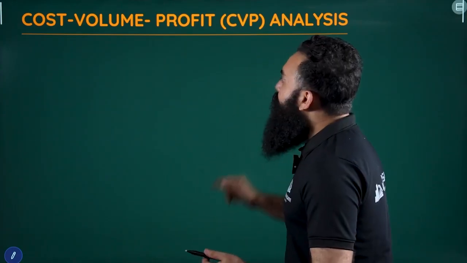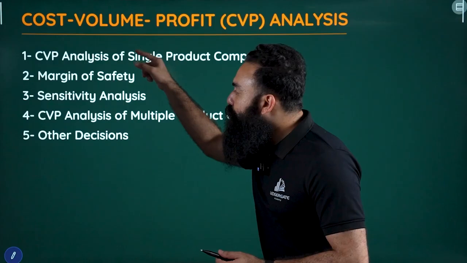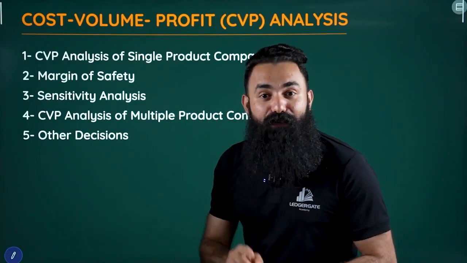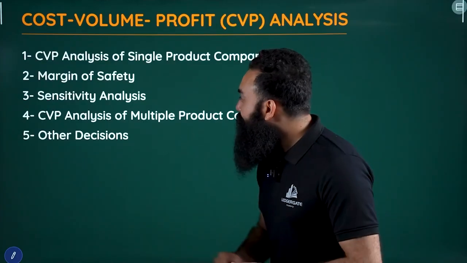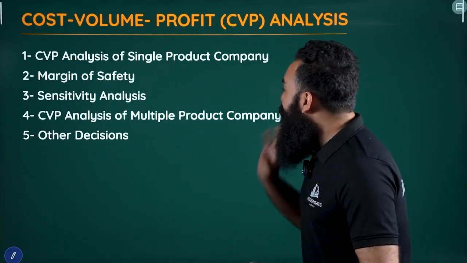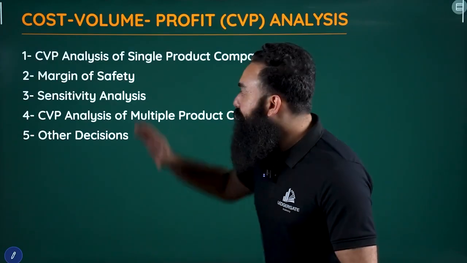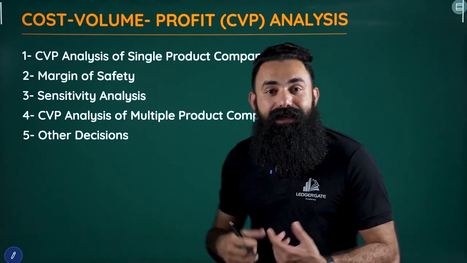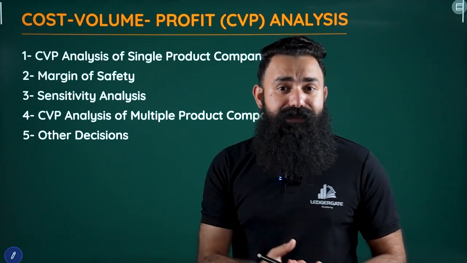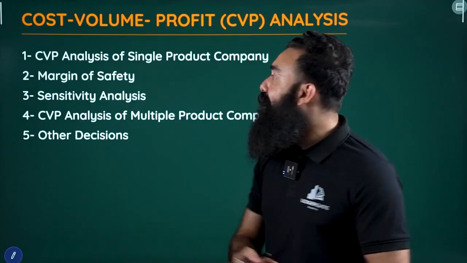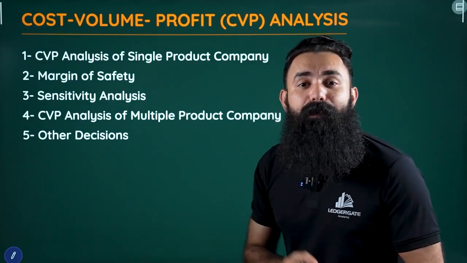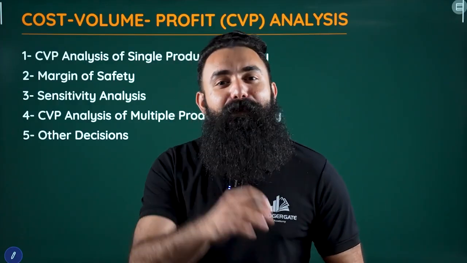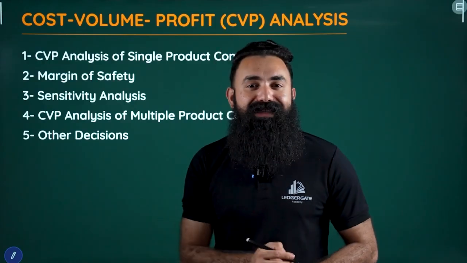So in this topic we are going to discuss these 5 subtopics. We'll start with CVP analysis of a single product company. Secondly, we will discuss the CVP analysis of a multiple product company. I'm not discussing in order. And third, margin of safety, sensitivity analysis and other kinds of decisions. All these topics will be discussed under cost volume profit analysis. Now let's start with the CVP analysis of a single product company.